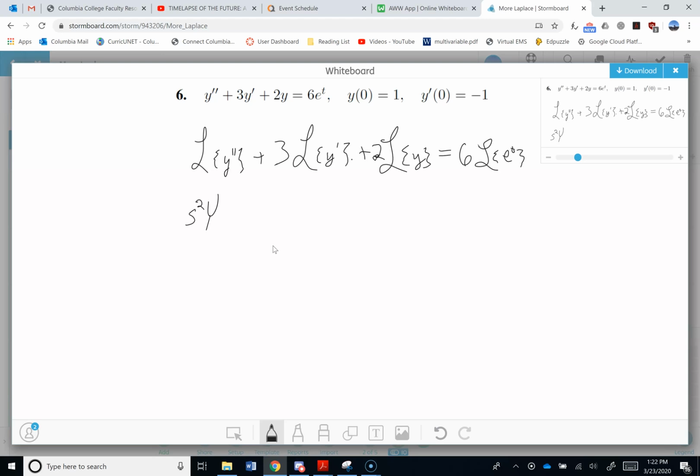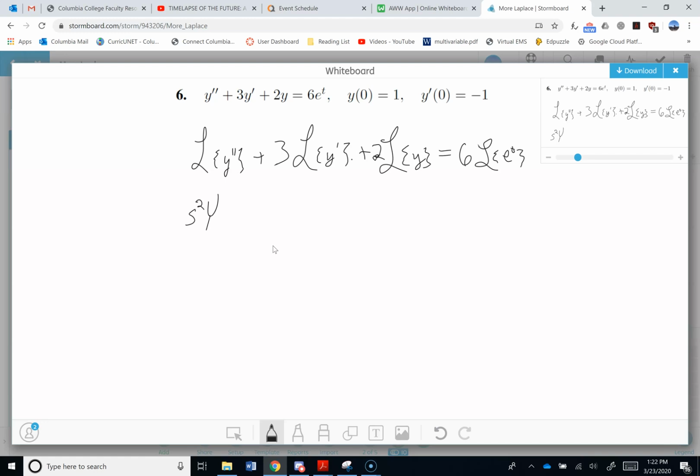No worries. Okay, so we have y double prime plus 3y prime plus 2y equals 6 e to the t, and y of 0 is 1, and y prime of 0 is minus 1. So we Laplace transform everything in sight. We break everything up using linearity, because of course we do.